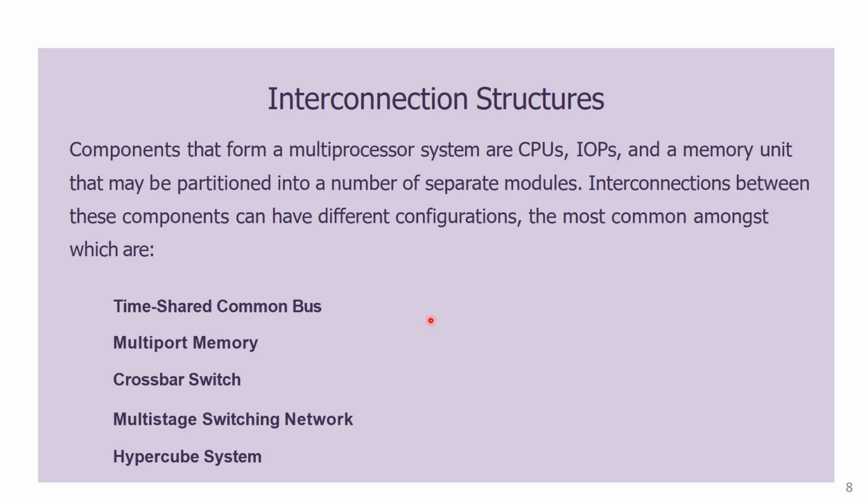Interconnection structures. The components that form a multiprocessor system are CPUs, IOPs, and a memory unit that may be partitioned into a number of separate modules. There are different types of interconnection structures: one of them is the time shared common bus, then multiport memory, and the other ones are crossbar switch, multistage switching network, and hypercube. Let's see all of them.